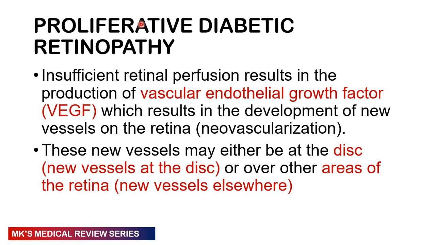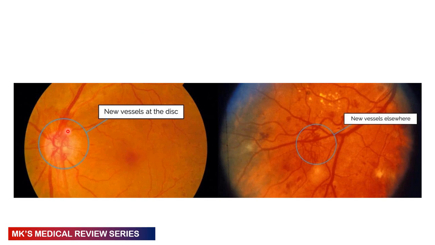And this is going to result in the development of new blood vessels, which is a process that we call neovascularization. Once you form these new blood vessels, they can either form at the optic disc, so you have new vessels at the disc, or they can form in areas of the retina, so new vessels elsewhere on the retina. So this is what they look like. As you can see, there are some new vessels being formed here at the optic disc. So these are new vessels at the disc, and here you have new vessels being formed elsewhere. So this is the neovascularization that we talk about.